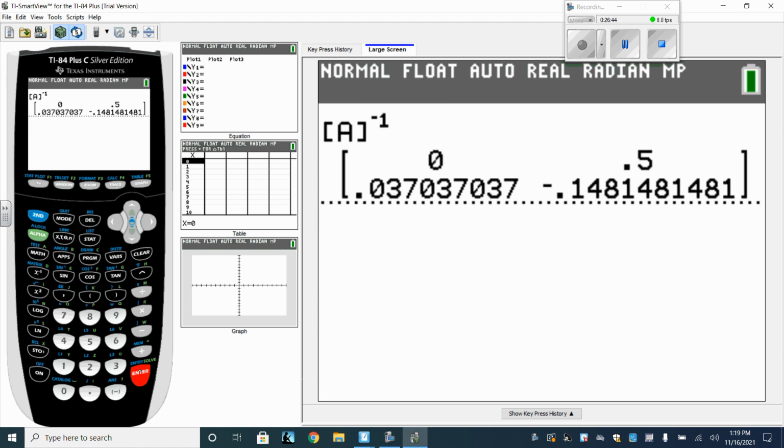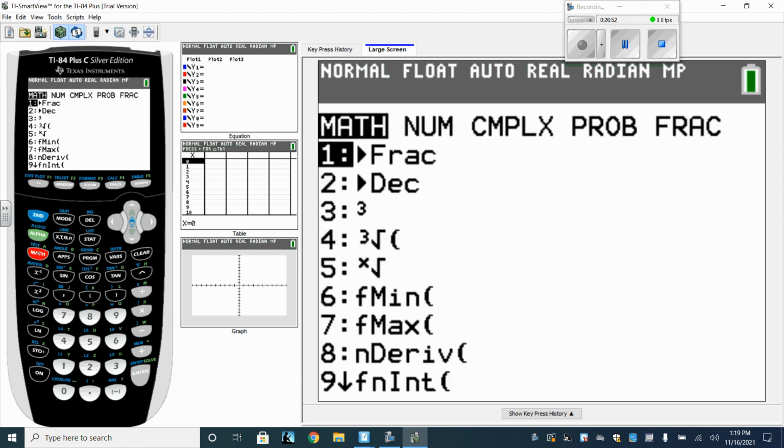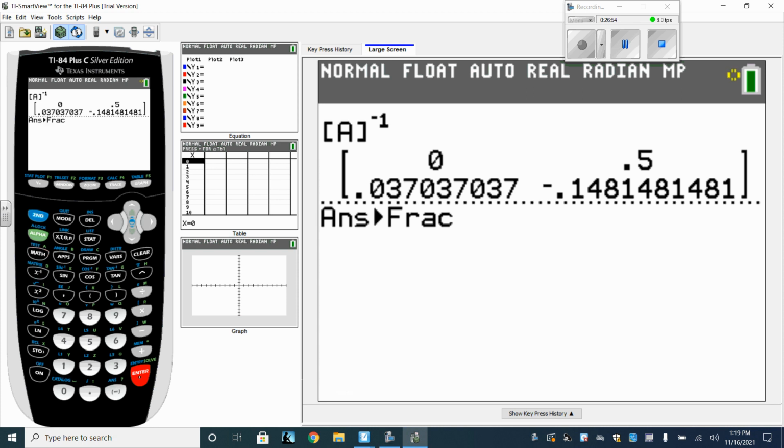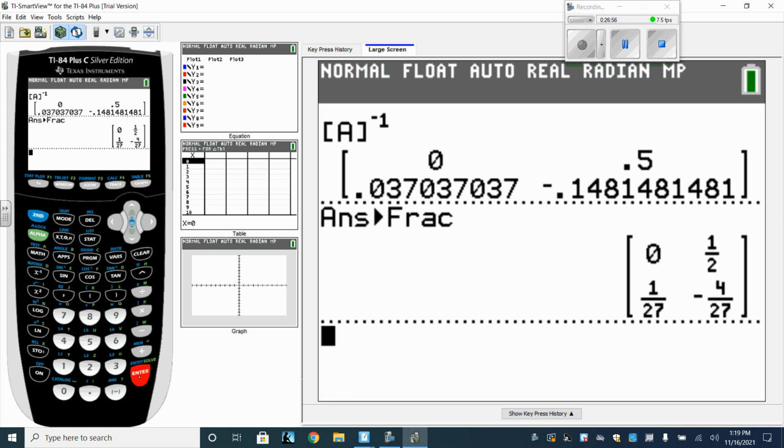Well, that looks a little different than what we had, yes? Because it gave us decimals instead of fractions. How can we get fractions? Math, enter, enter, and we get this here, 0, 1/2, 1/27th, and negative 4/27ths. And this is the inverse of A, yes?